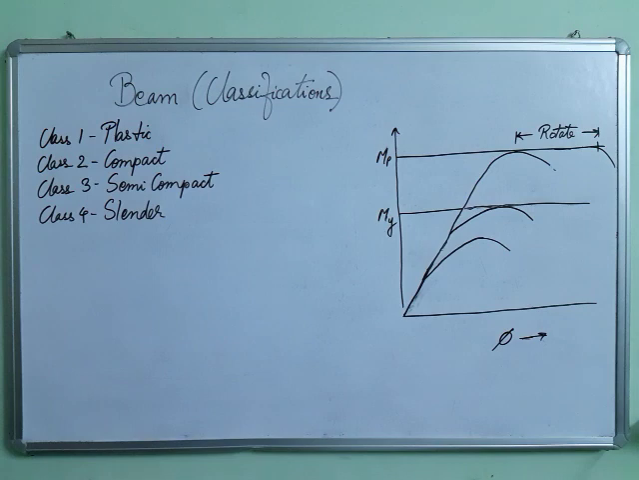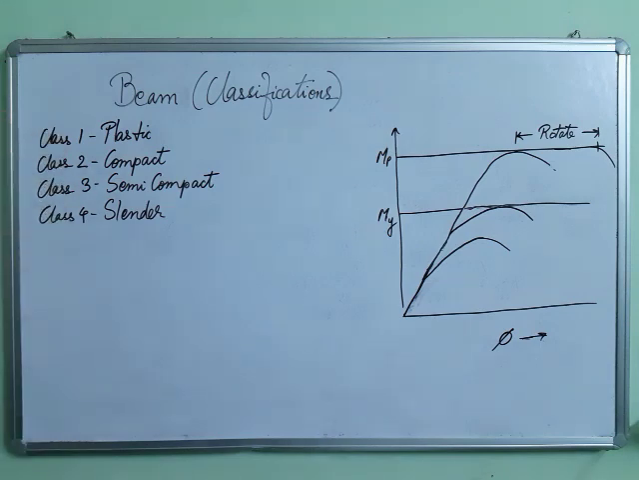So now if we go into the different classifications for beams, there are four classifications: class 1, class 2, class 3 and class 4. You can write it down. So class 1 is called as plastic, class 2 is called as compact, class 3 is called as semi compact, and class 4 is called as slender. Okay, now the quality decreases from class 1 to class 4. Class 4 are having the lowest quality and class 1 is having the highest quality.